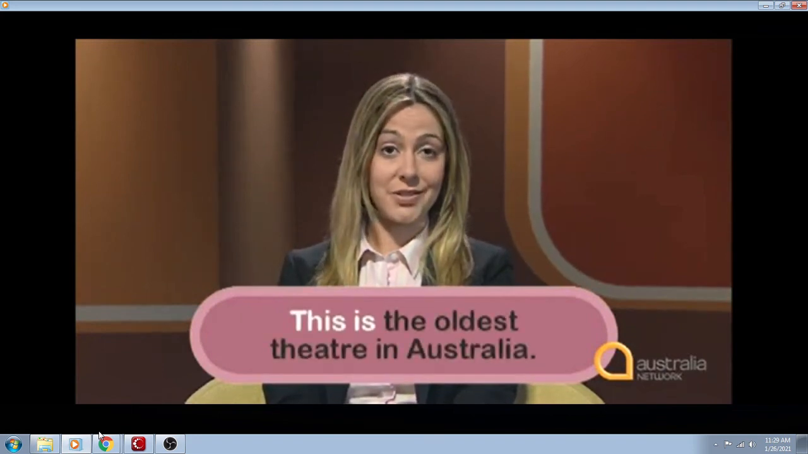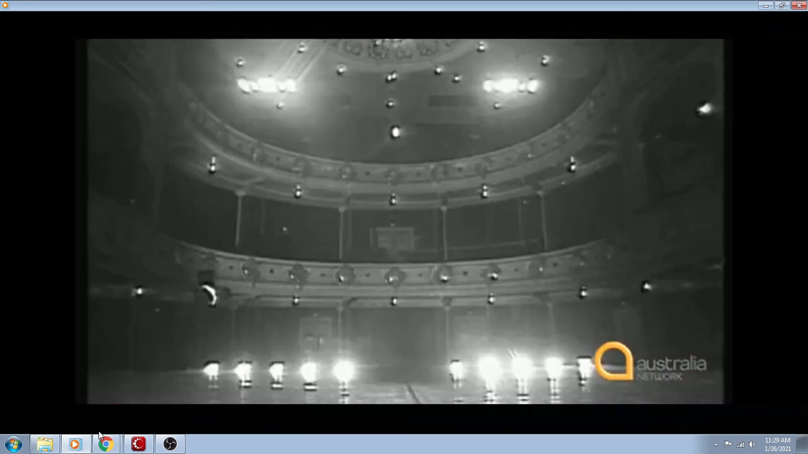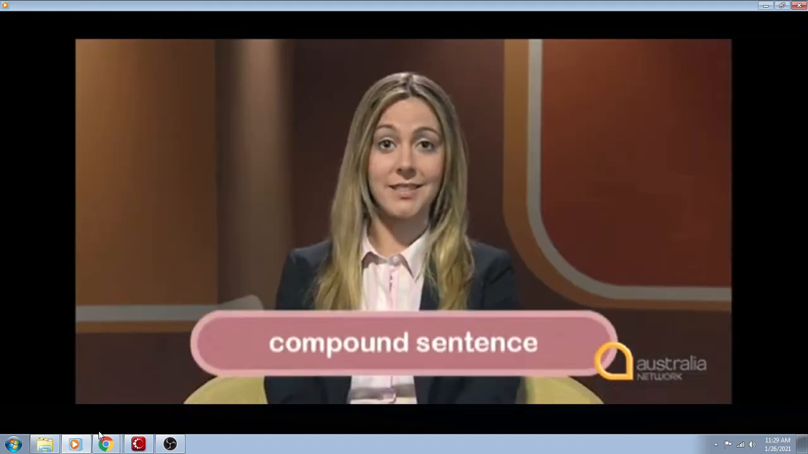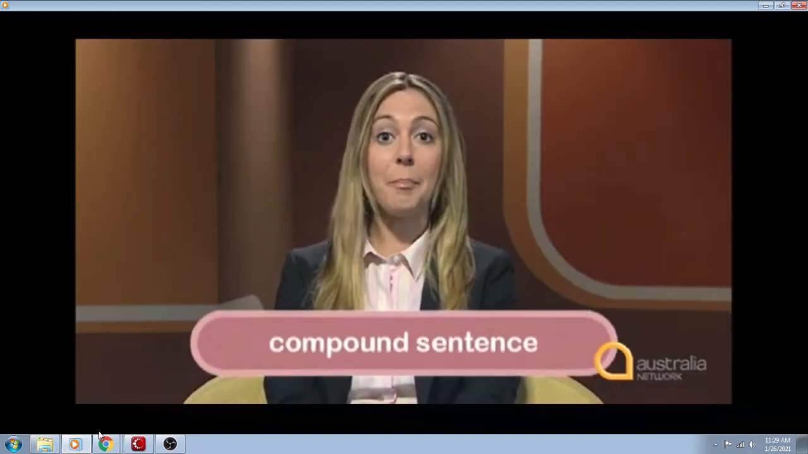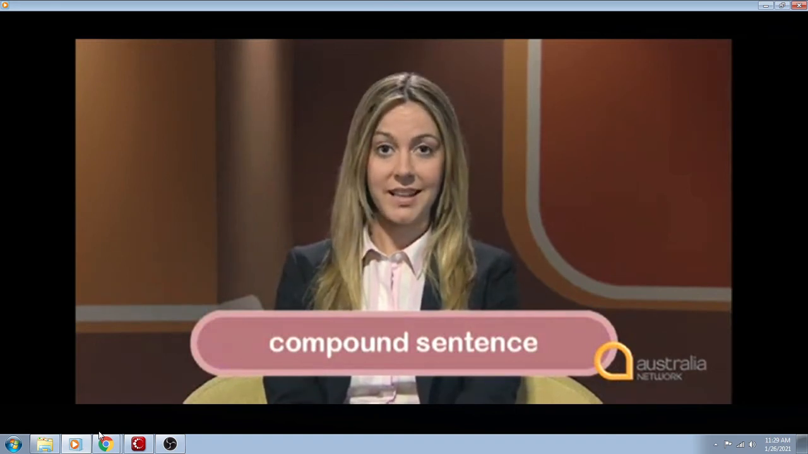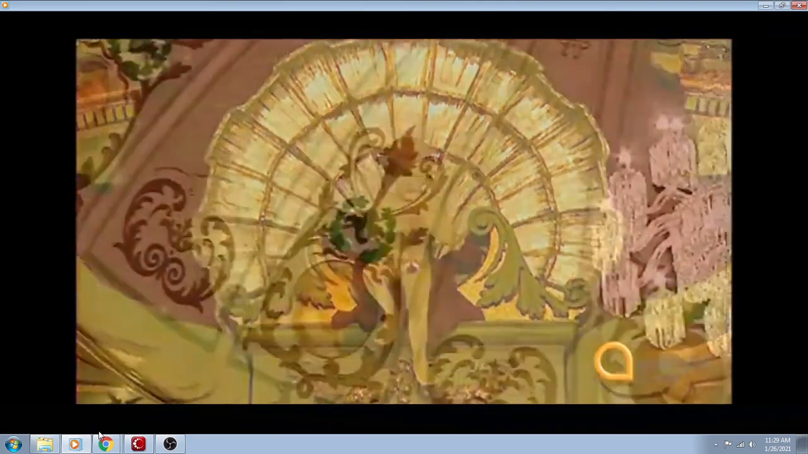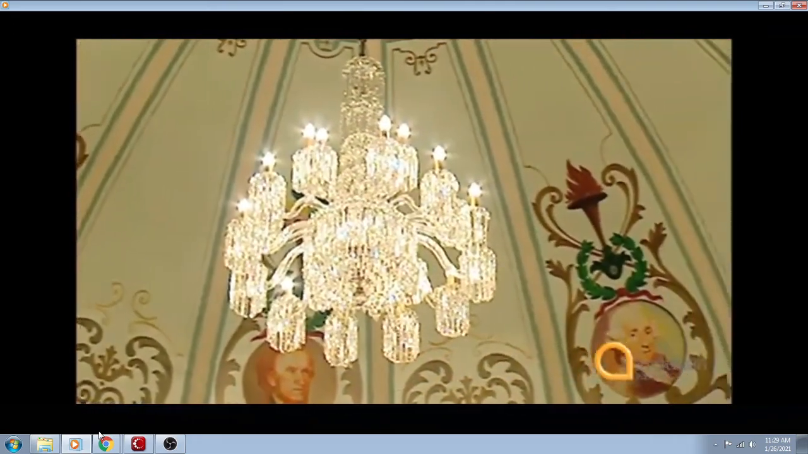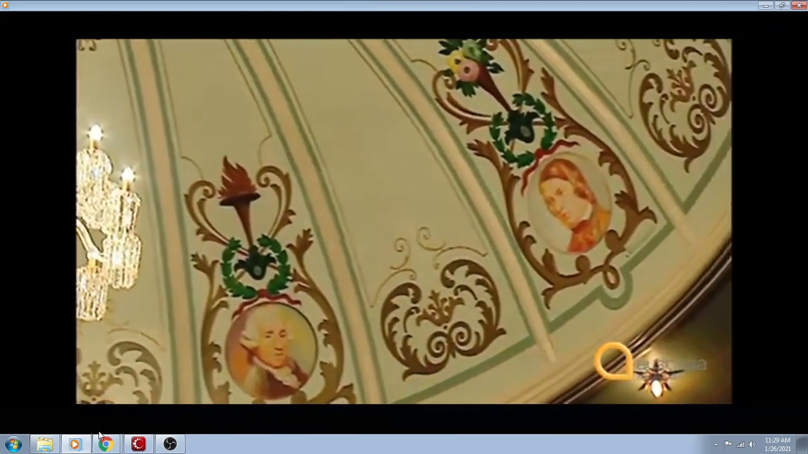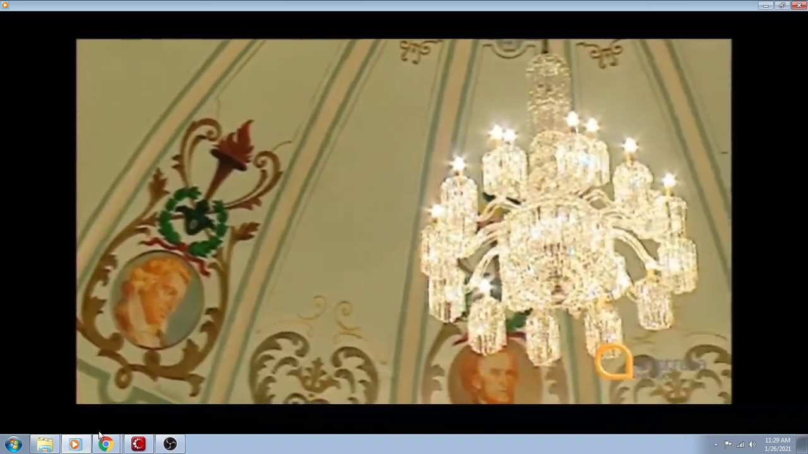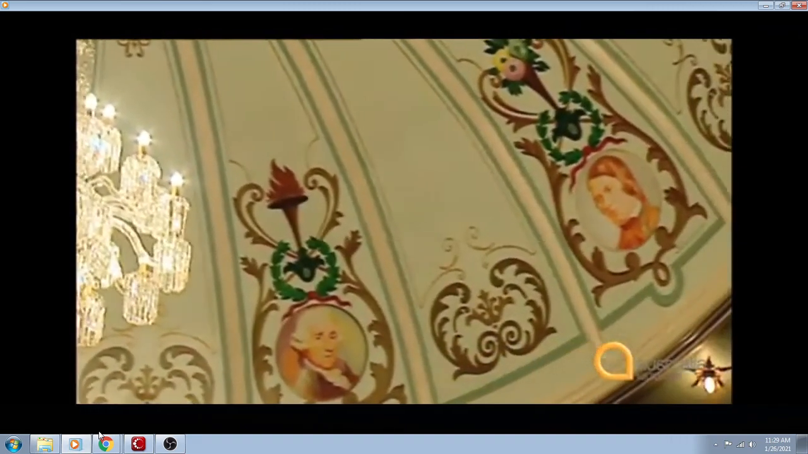The oldest theatre in Australia. Listen. This is the oldest theatre in Australia. A compound sentence is two sentences joined by but, or, as here, and. It's been operating for 159 years and, who knows, it might still be here in another 159 years. There are two sentences here joined by and. The second part is complex with the dependent clause, who knows. Who knows, it might still be here in another 159 years.